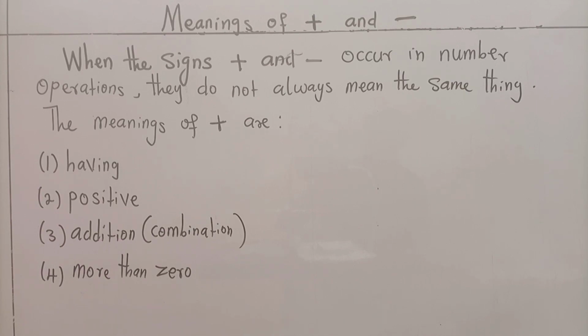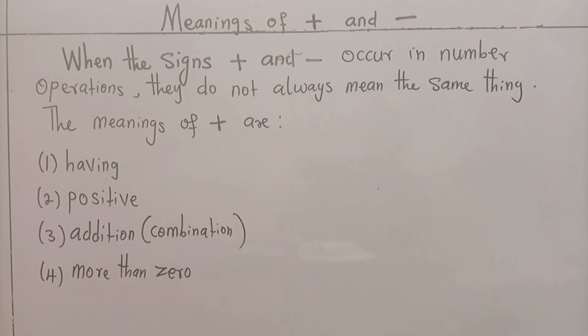But what you may not have known before now is that this sign doesn't have one meaning, and this sign also doesn't have one meaning. In fact, when the signs plus and minus occur in number operations, they do not always mean the same thing. Why is it important to note this? It's important because some persons get the wrong answers to number operations because of wrong meanings attached to symbols of number operations. Once we get the symbols wrong, then the answer could be wrong too.